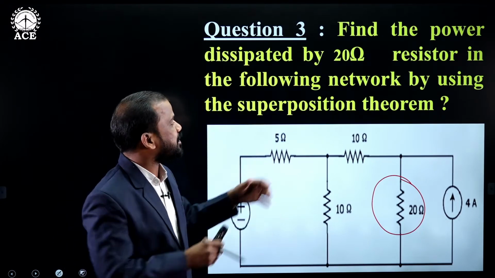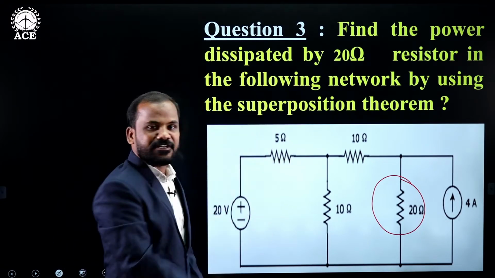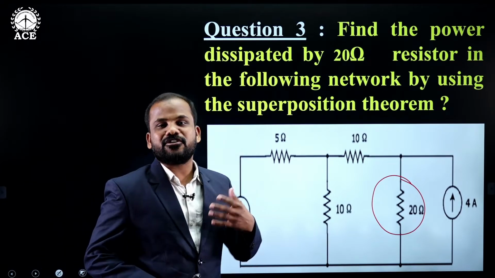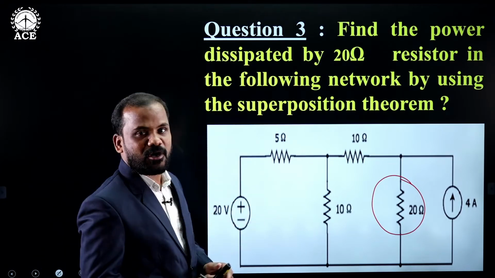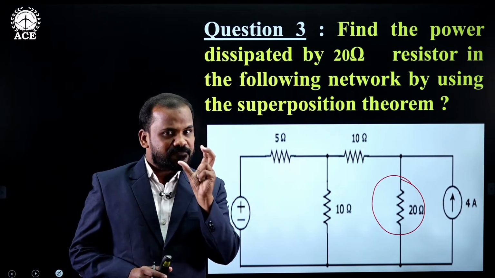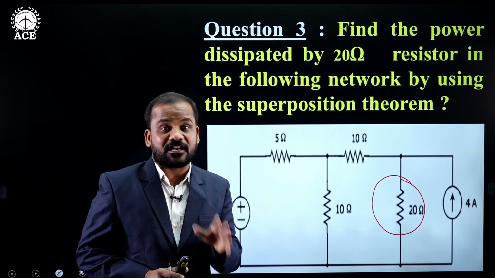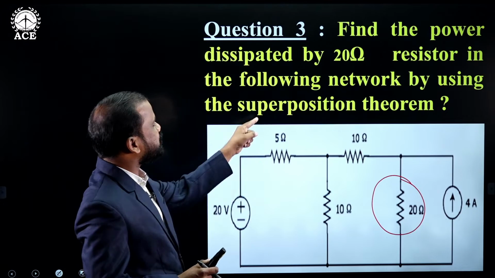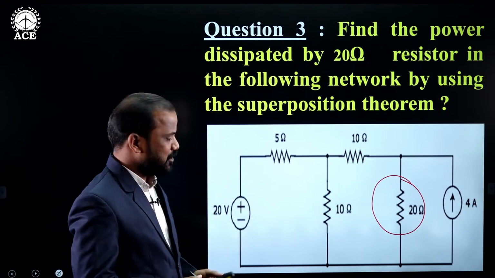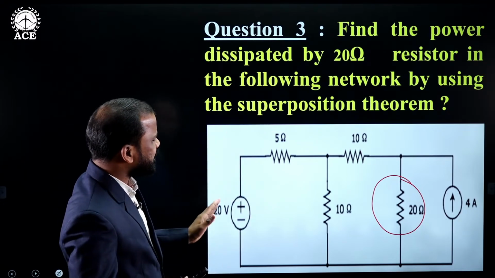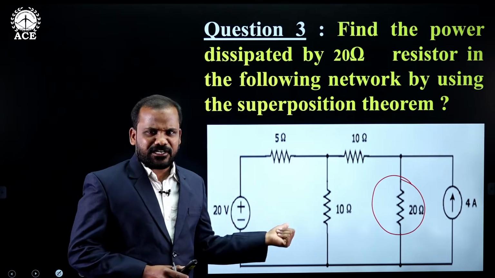I need to find the solution by using the superposition theorem. Before I enter into the analysis of this problem, I need to give you the most important key points required to solve it using the superposition theorem. Clear? So first, for example, we have one network like this.